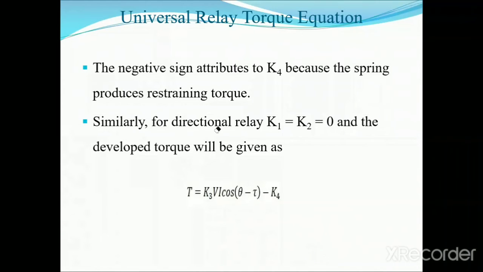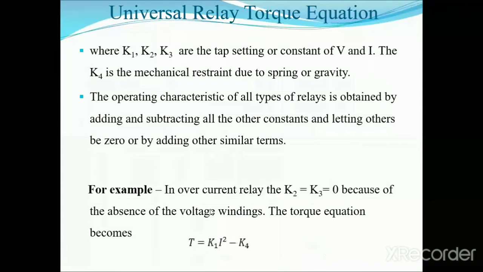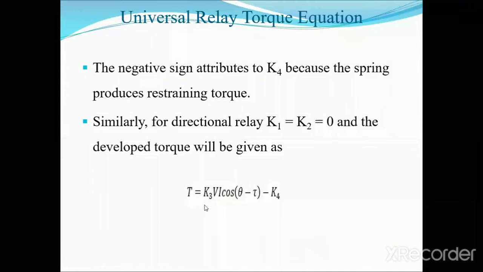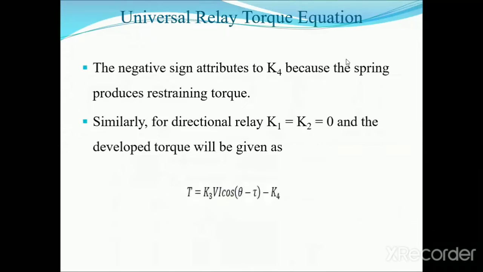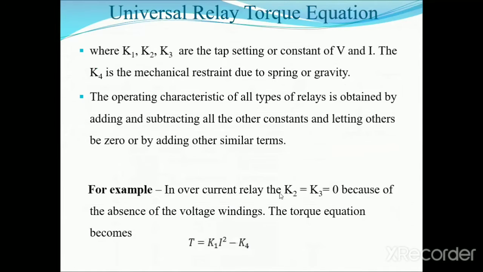Similarly, for the directional relay, K1 is equal to K2 equal to 0 and the developing torque will be given as follows. Substitute K1 = K2 = 0 in the universal relay torque equation. Then we obtain K3 VI cos of theta minus tau minus K4. This is the universal relay torque equation.